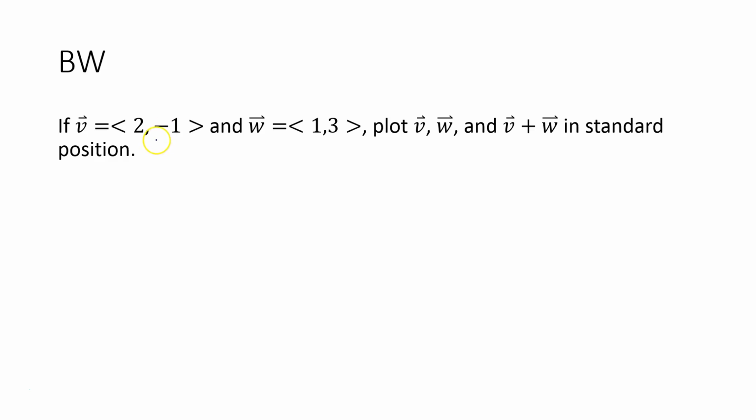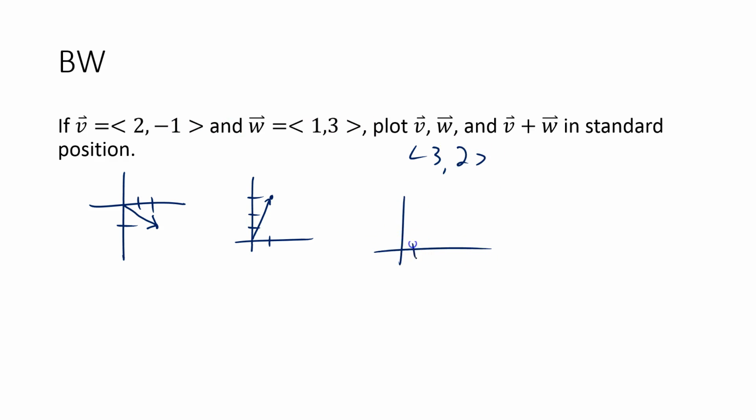All right, so v is 2, -1. 1, 2, -1, that's right there. So that vector would look like that. Remember, it has a direction. w is 1, 3, so it's going to look something like this. And then the sum, v plus w, you add components, so it's going to be 2 plus 1, which is 3, and then -1 plus 3, which is 2. So that would look something like this, right there.